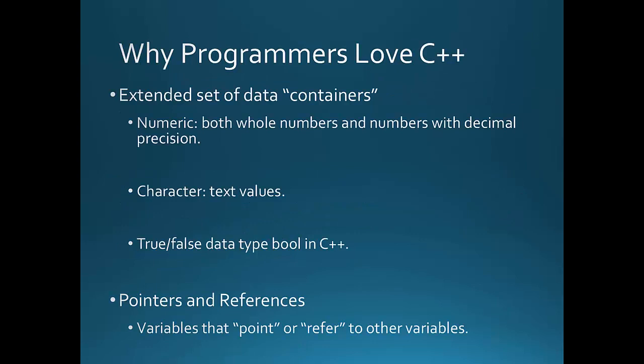So some of the key features of C++: there's an extended set of data containers. You can work with numeric variables that hold both whole numbers and integral numbers, as well as decimal numbers. You can store characters. We can work with true and false data, or Booleans, and C++ provides us pointers and references which allow us to point to things in memory and work with them.